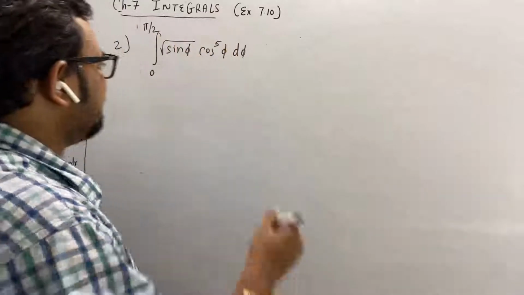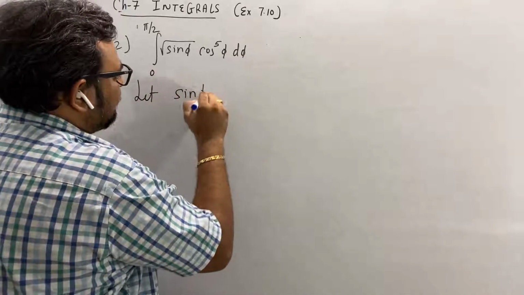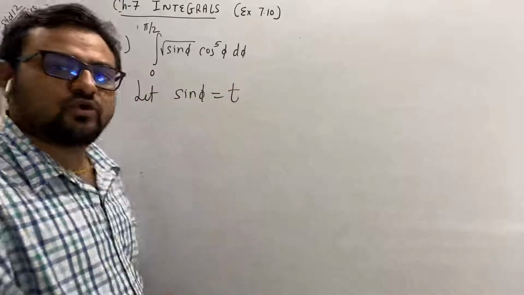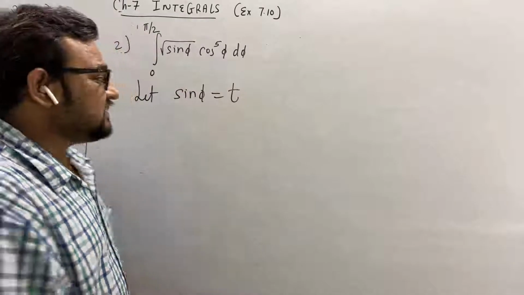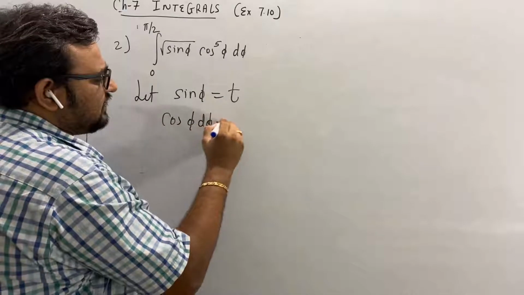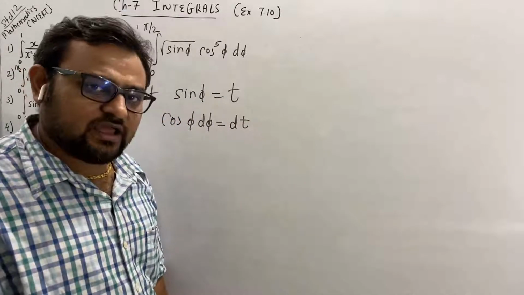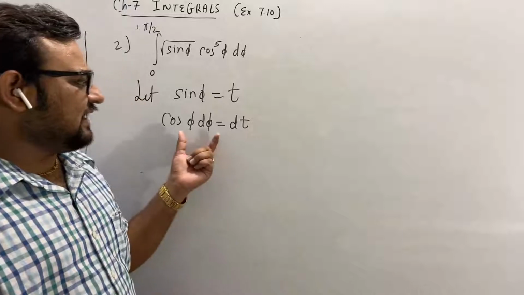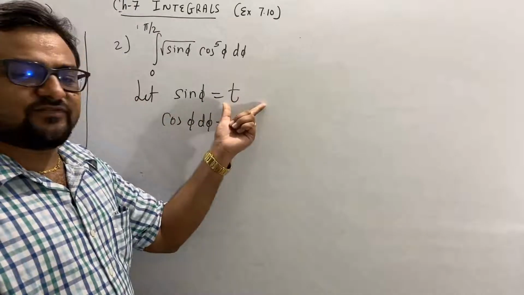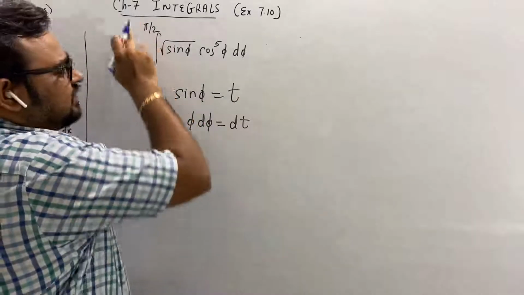Now let sine phi be equal to t. So what is its derivative? Cos phi d phi will be equal to dt. Now we are not replacing the value at the end, like putting sine phi instead of t. We'll change the limit.